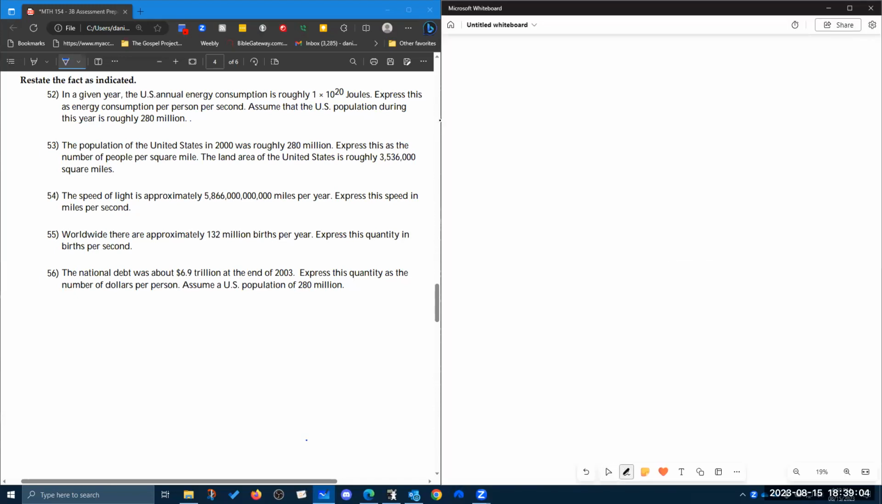Worldwide, there are approximately 132 million births per year. Express this quantity in births per second. So 132 million births per year times, again, I wish I just had the number off the top of my head to convert years to seconds, because we've been doing that a lot, but 1 year is 365 days. Each day is 24 hours, and each hour is 3,600 seconds.